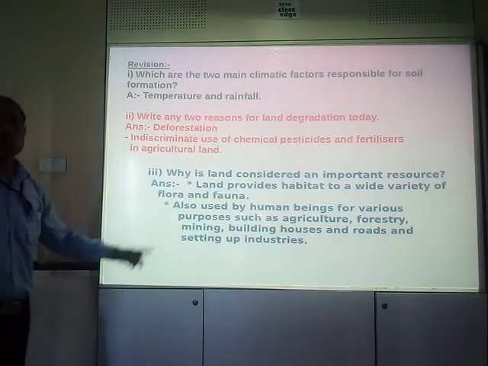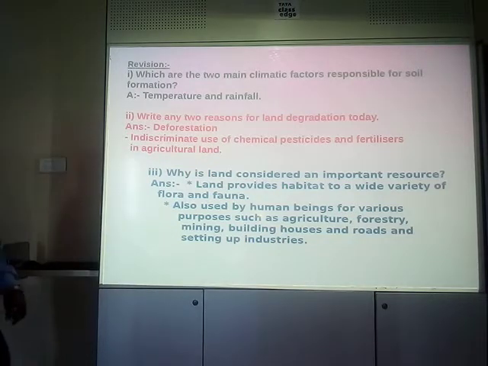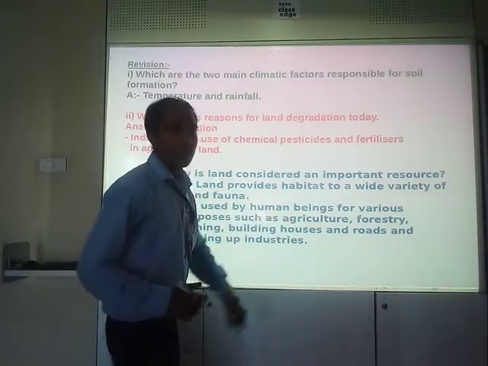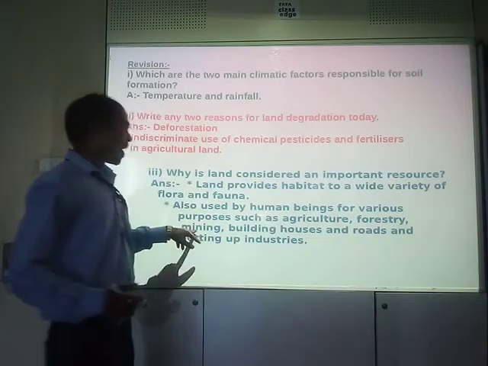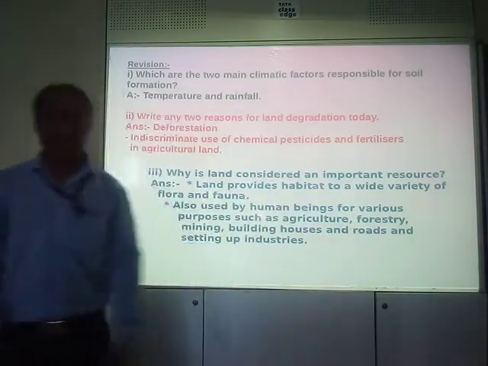Another factor is that land is also used by human beings for various purposes such as agriculture, forestry, mining, building houses, roads, and setting up industries.